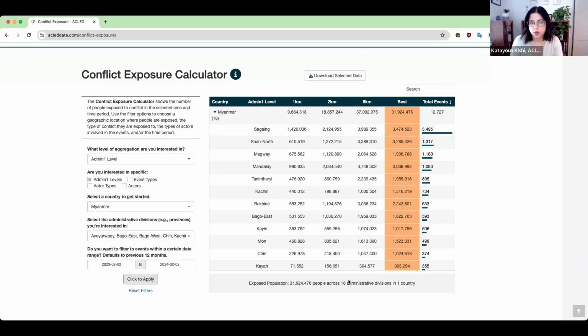So here you see a quick rundown of all the exposed populations for each admin within Myanmar in the last year. And you can sort this table as well. So for example, you can sort from largest to smallest. You can then quickly see which admins have the largest number of exposed population, and then also how many events we are seeing there as well.